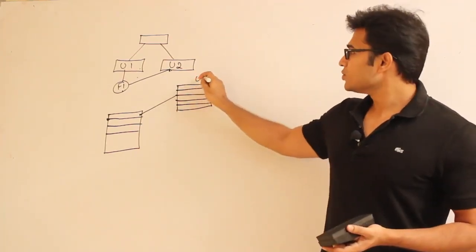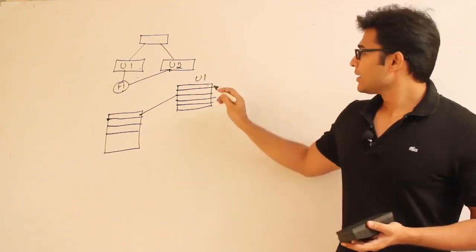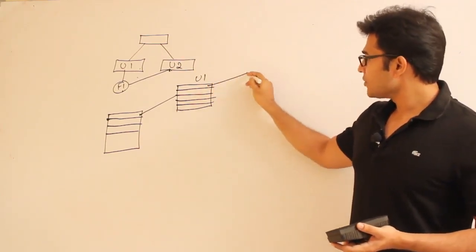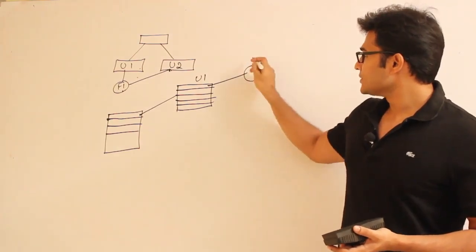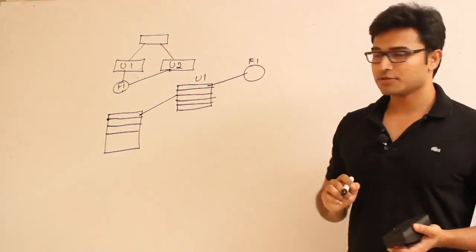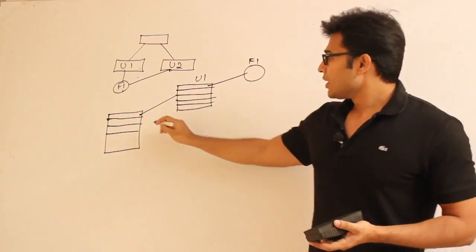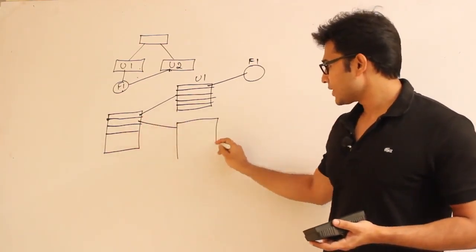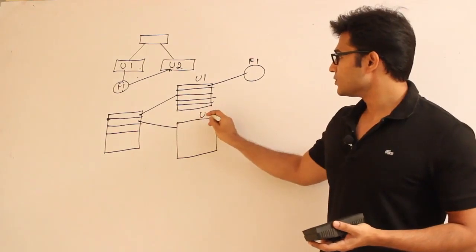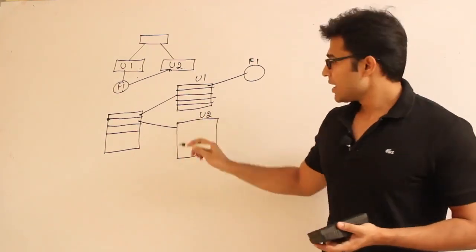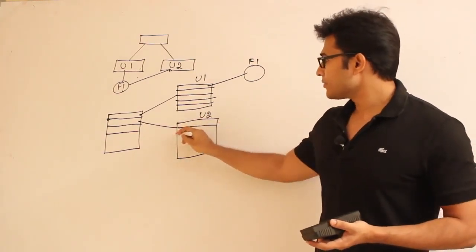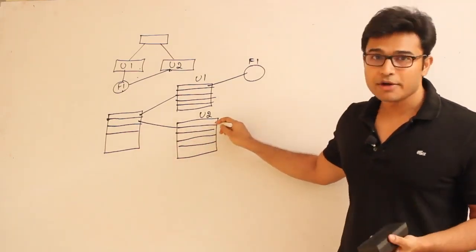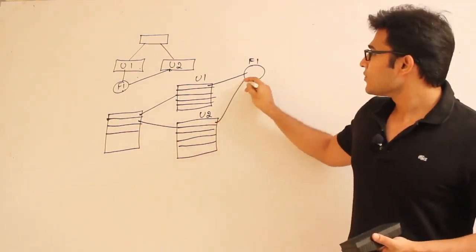Let us say this is the directory of user number 1. Now this particular entry can point to a file. Assume that this is the file f1, that is what it is pointing to. Now from the root there is the directory of the second user. This is the user level directory of user 2, and now it is going to have many entries. One of the entries can just be a pointer to an already existing file.